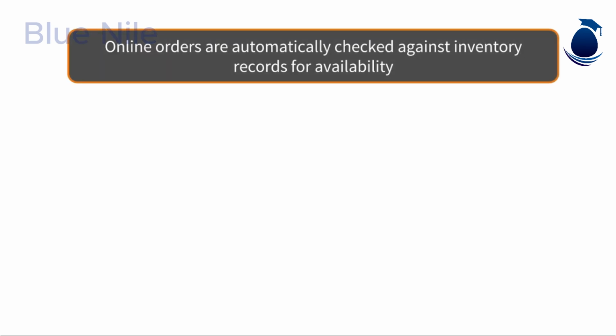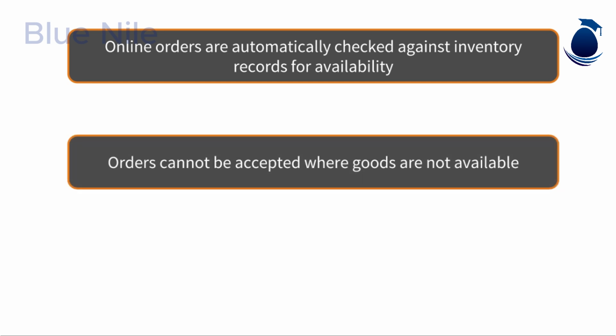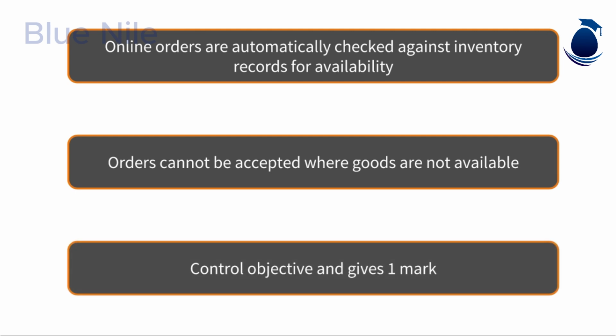As you read through the scenario, we come across our first control in the second sentence under the heading of Sales and Dispatch System. It tells us that online orders are automatically checked against inventory records for availability. This is a great control. The reason for this is it will ensure that orders cannot be accepted where goods are not available. This is effectively our control objective and gives you 1 mark.